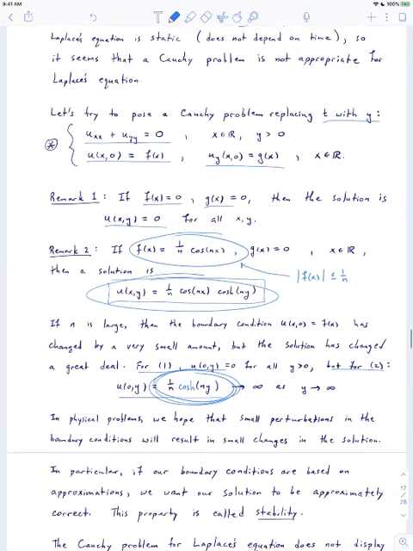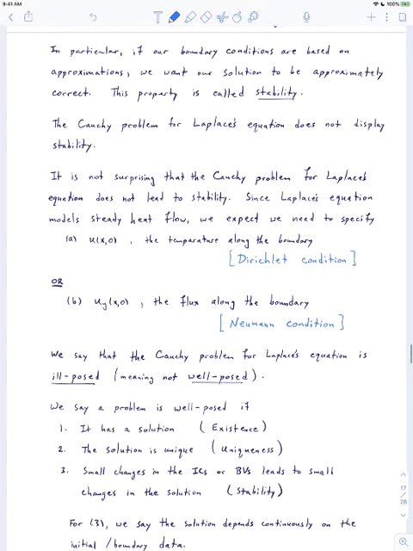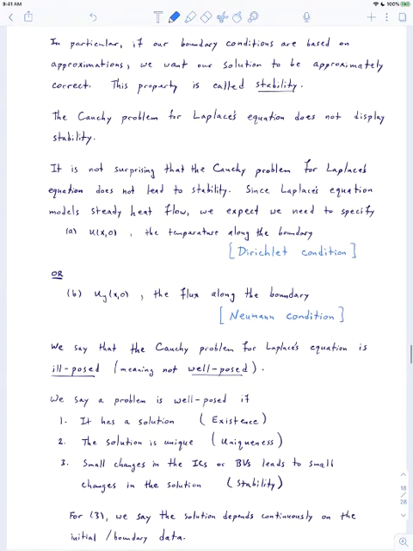Let's just go to the next page here. So this just says what I just said out loud. In particular, if our boundary conditions are based on approximations, we want our solutions to be approximately correct. So this property is known as stability. The Cauchy problem for Laplace's equation does not display stability.